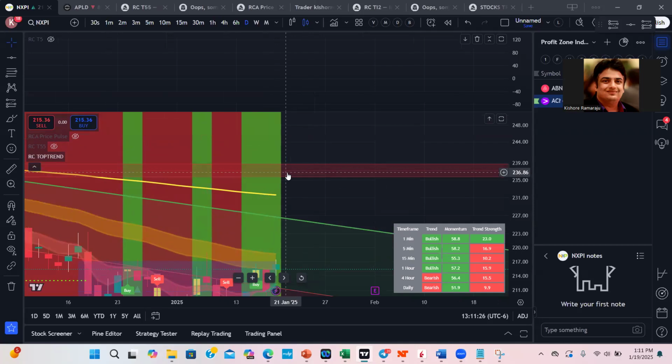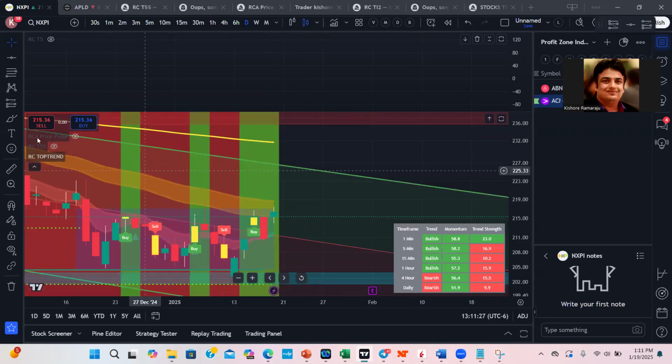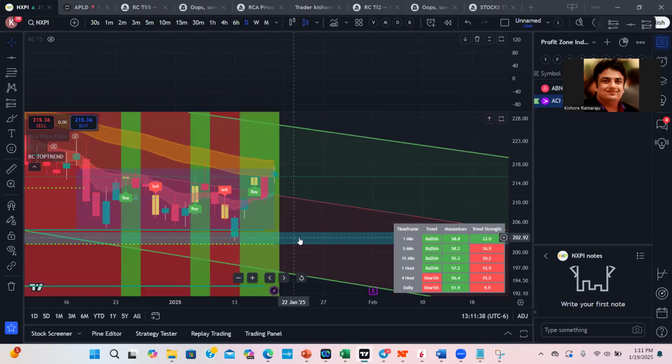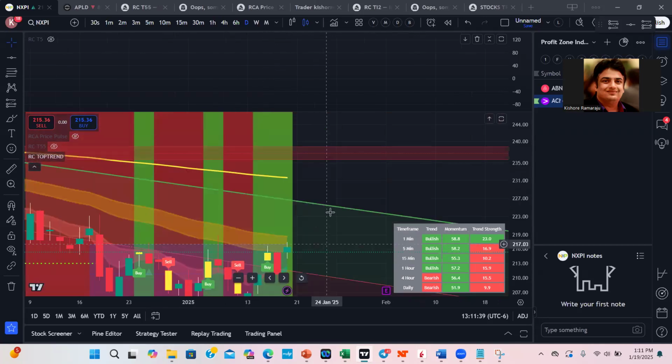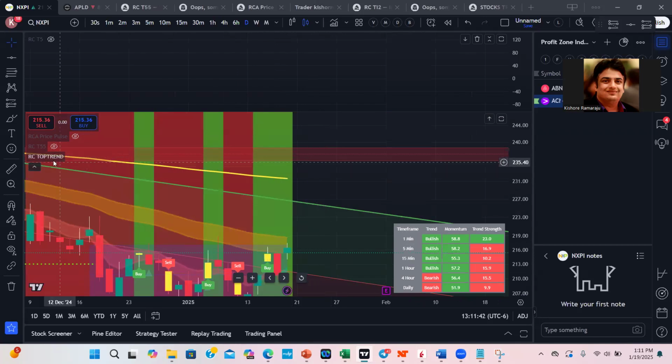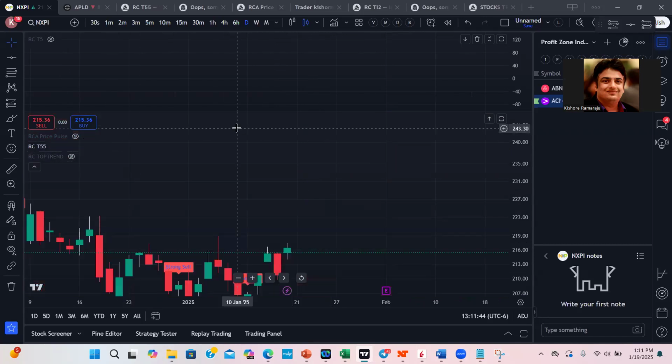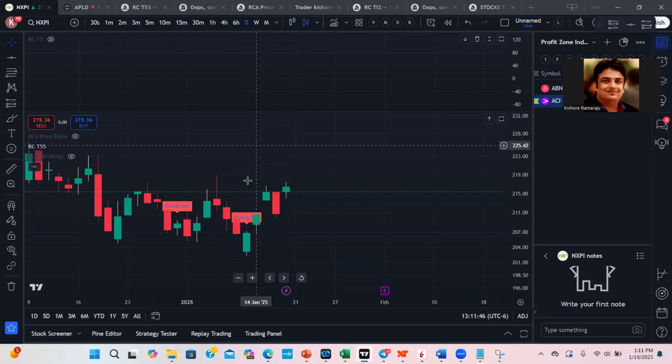But your resistance is at 236. So your top trend is also telling NXPA is a very good stock to go long. You can buy the stock. If you don't want to trade options, you can buy the stock. Your stop loss can be somewhere here. Your target is 235 to 236. Your T55, maybe tomorrow will get a strong buy, not on Tuesday.